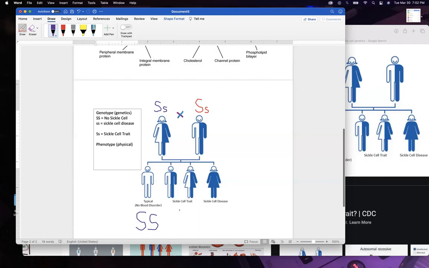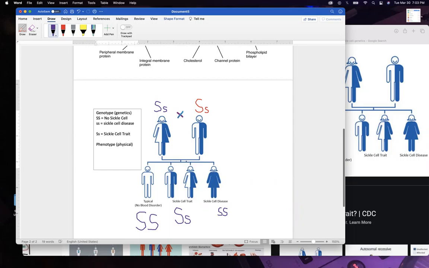Now, 50% of the progeny will have what? They'll have capital S from one parent and a little s from another parent. So there'll be two of them. And the last one will have little s and little s, or lowercase s and lowercase s.